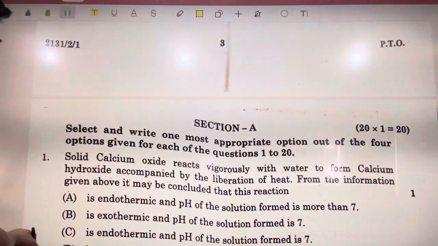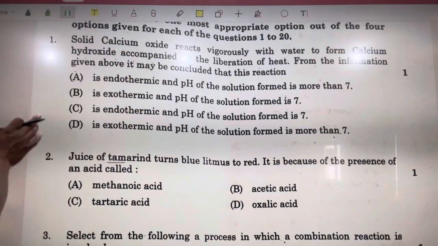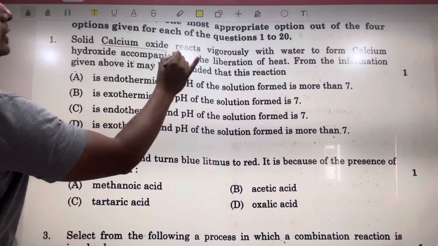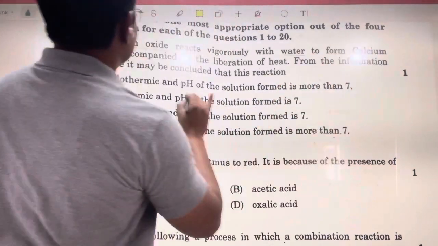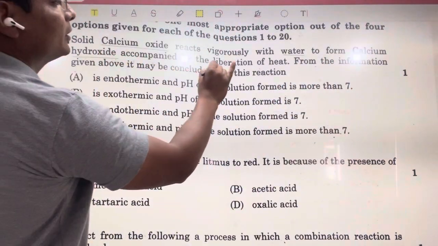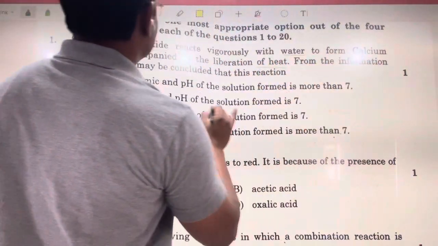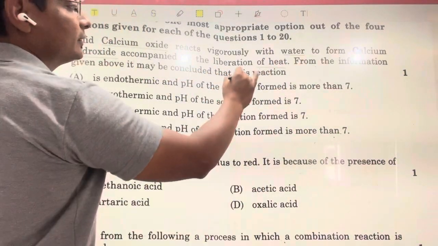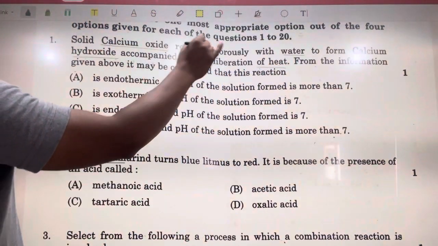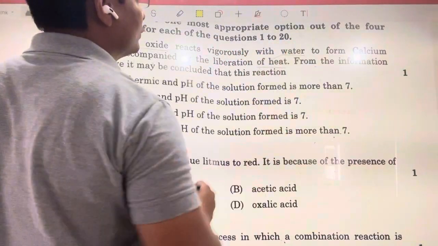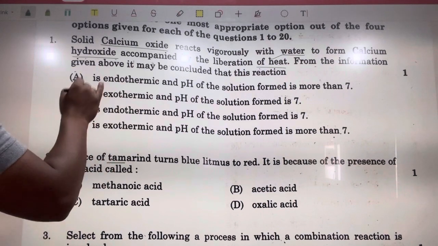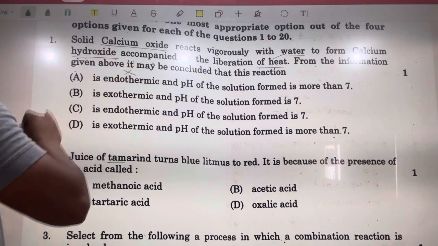So here the first question says that solid calcium oxide reacts with water to form calcium hydroxide, accompanied by the liberation of heat. So from the information given above, it may be concluded that this reaction... So here it is producing heat, so it has to be an exothermic reaction. So let us check the options here. Whether it is endothermic, no. So this cannot be the option.